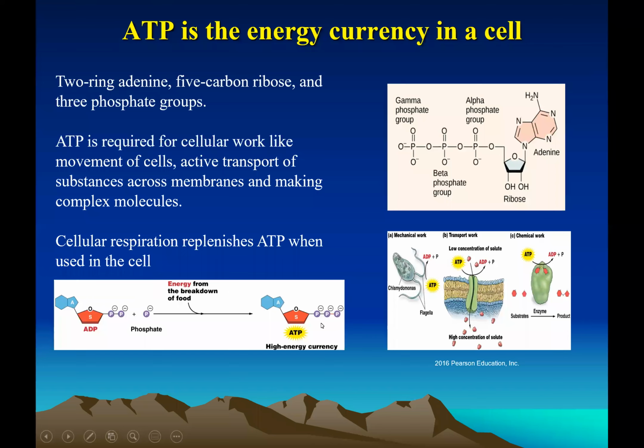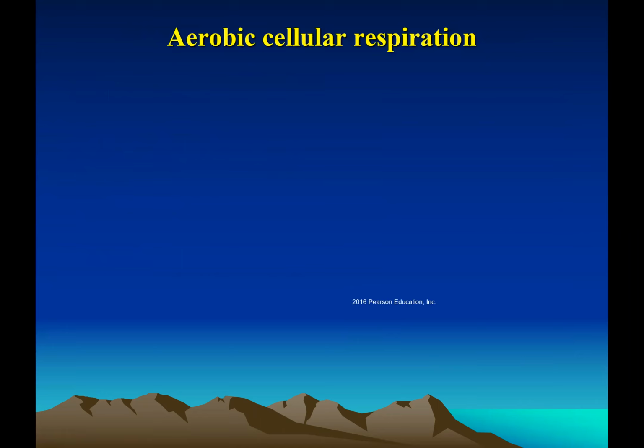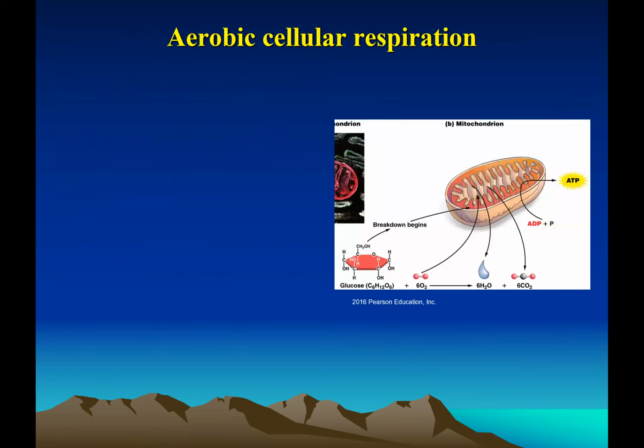So where does ATP come from? ATP comes from ADP. In order to make ATP, your body will take ADP and add a phosphate to it. So we'll talk about how our body makes ATP. And we also studied that mitochondria is the powerhouse of the cell, where our body makes ATP.